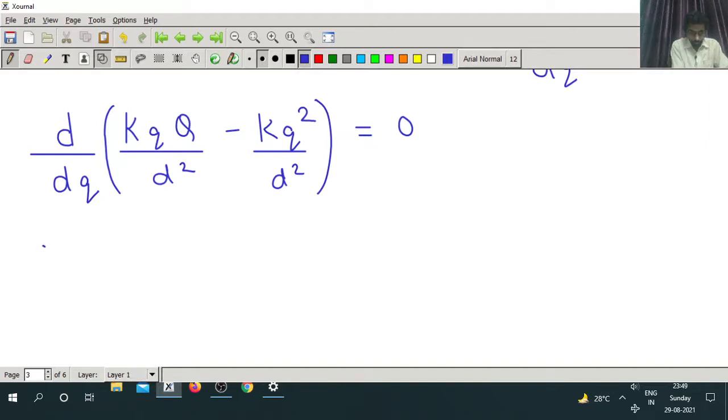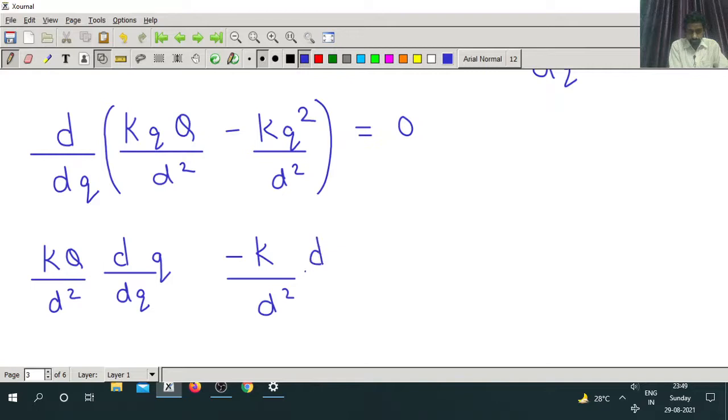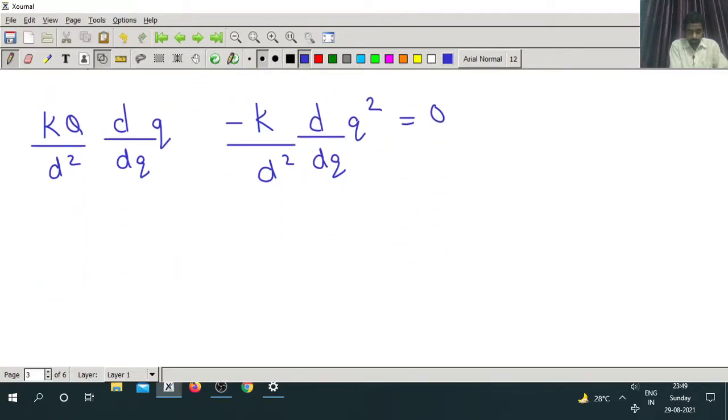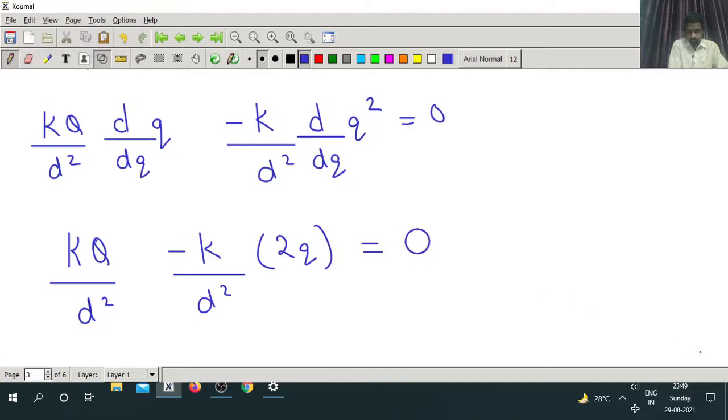Now our next step will be k into q upon d square, that is the differentiation of small q with respect to q, minus k over d square times the differentiation of q square with respect to q, and that should be equal to 0. So differentiation of q with respect to q is 1. So k into Q over d square, and minus k by d square, differentiation of q square is equal to 2q, and that is equal to 0.